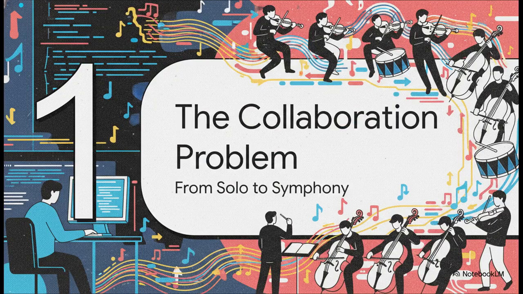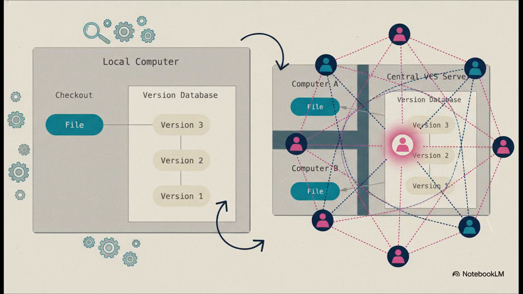So, to really get the solution, we've got to first appreciate the problem. The whole history of version control is really a story about scaling up, about going from a solo artist to a full symphony orchestra, all playing in perfect harmony. And this visual really tells the whole story, doesn't it? On the left, you've got a local system. It's perfect if you're a single developer just tracking changes on your own laptop. But the second you add another person to the mix, you need what's on the right, a shared central place where everyone can sync up. Without that, collaboration just spirals into a total nightmare of conflicting files.